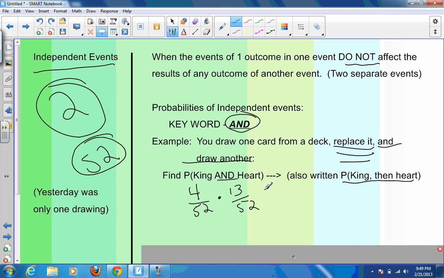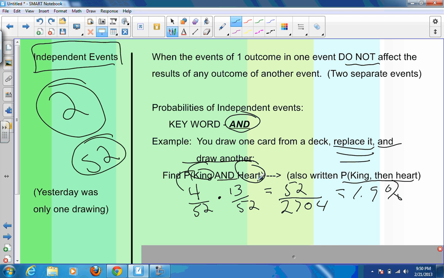So what I'll end up getting is if I take 4 times 13, I get 52. And if I take 52 times 52, I get 2,704. Okay, that works out to a probability of 1.9%.